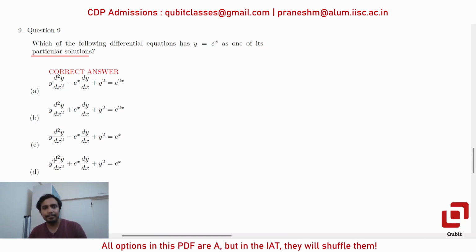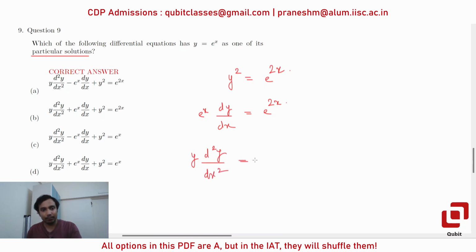Observe that in all 4 of them we've got y squared here. So what is y squared? E raised to 2x. Also observe that in all of them we've got e raised to x dy by dx. Dy by dx is again e raised to x, so e raised to x into e raised to x will be e raised to 2x, right? And now we have got y d2y by dx squared. What would this be? This would be e raised to x into second derivative will again be e raised to x.